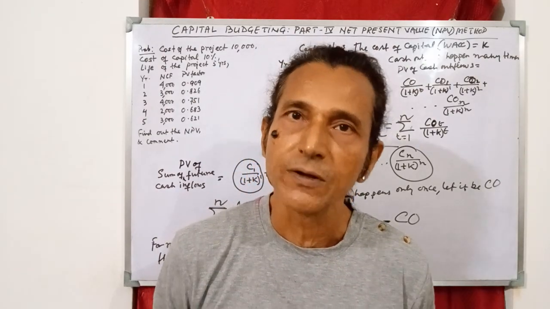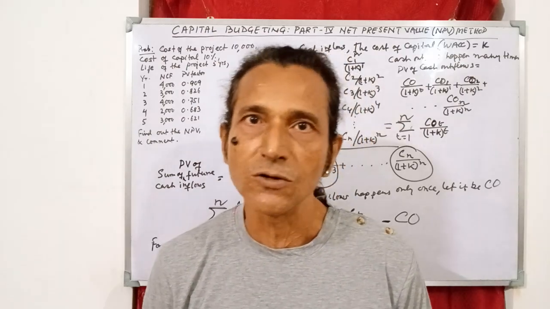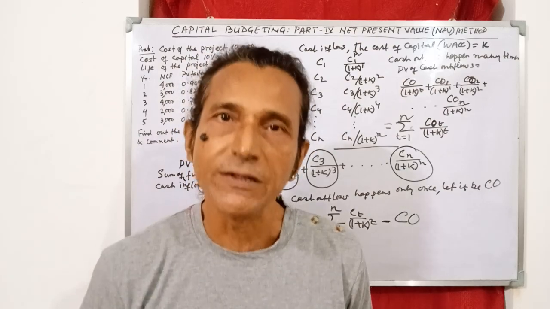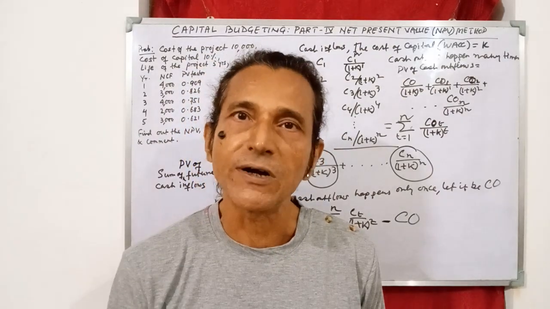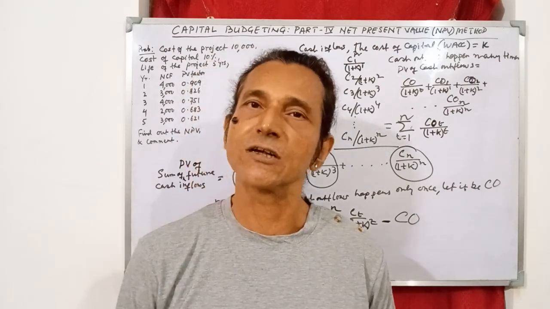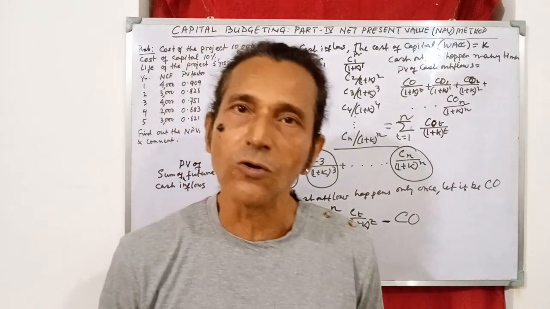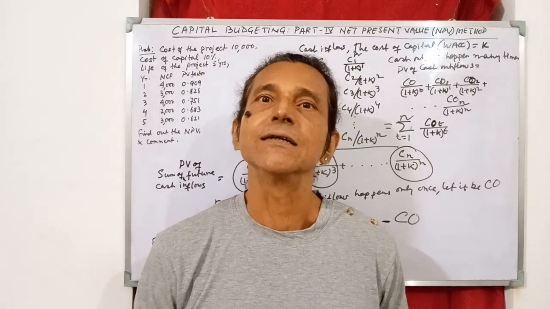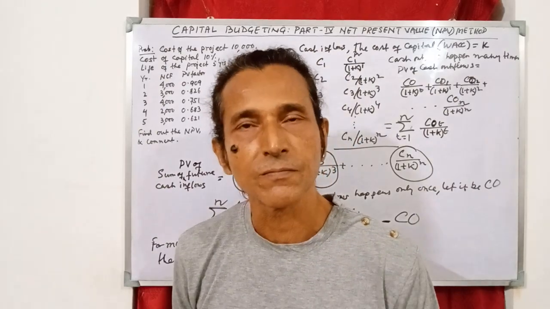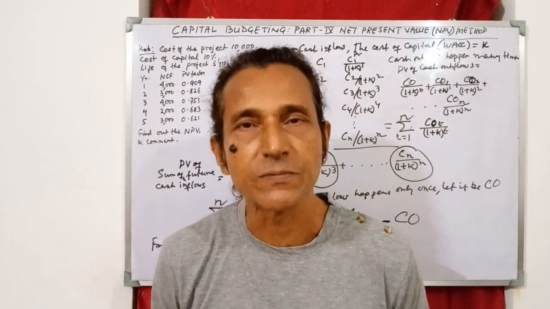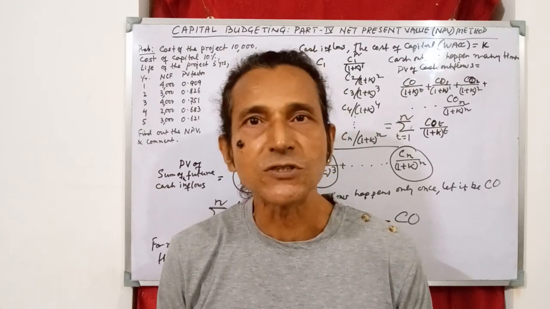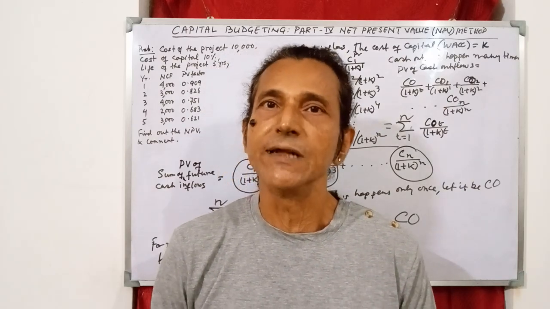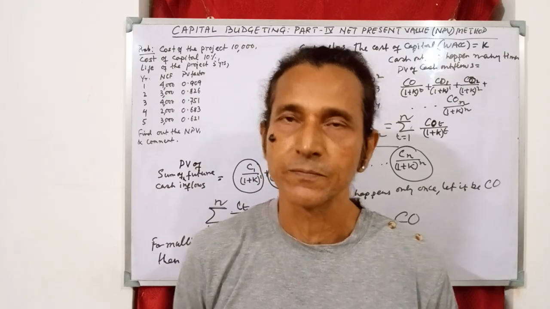Now, what is the meaning of NPV being greater than 0, equal to 0, or less than 0? When NPV is positive, that is greater than 0, it means it is positively contributing towards the firm's value, that is the value for the shareholders. If NPV is 0, that means the project is neither increasing nor decreasing the firm's value, that is the value for the shareholders. And if NPV is negative, this means the project is reducing the firm's value, that is the value for the shareholders. So projects with negative NPV will never be accepted. Correct?